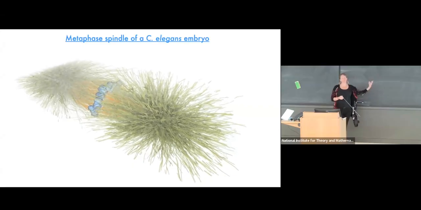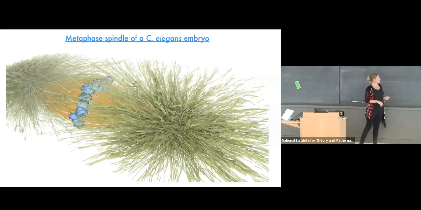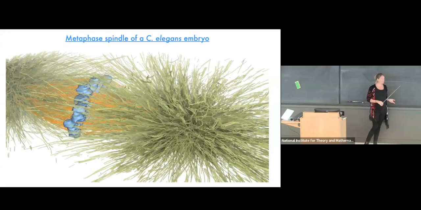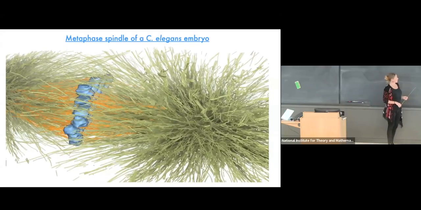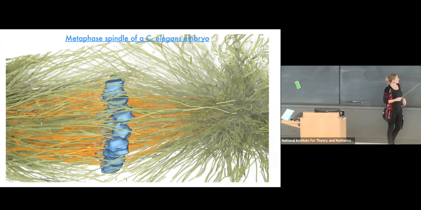So this is the data you get out of it. Now you get a reconstruction. This is a C. elegans metaphase spindle. You can see every microtubule, and you can start being much more quantitative. And it's very pixely today. So these are 20,000 microtubules.